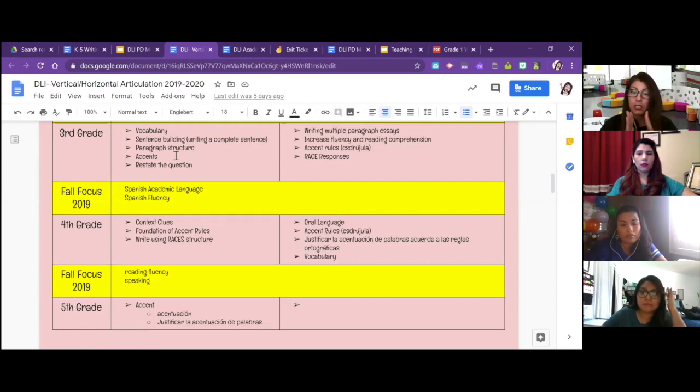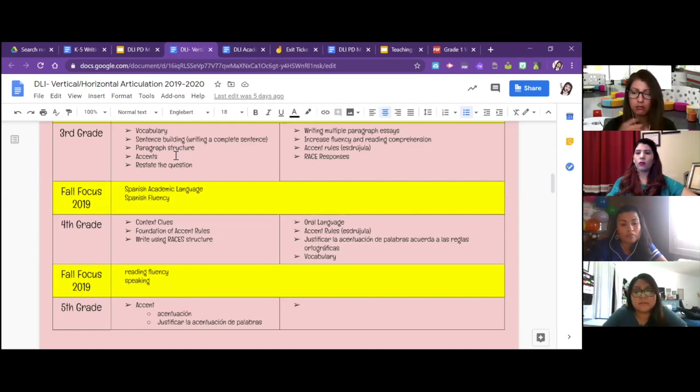The things that you mainly work on to make sure that, okay, before my students are in fourth grade, we want to make sure that they are able to write multiple paragraph essays in Spanish, increase fluency and reading comprehension in Spanish, accent rules, and also be able to understand the RACES response structure. And I know this may be different depending on your school site. I don't know if Sochi and Crystal are familiar with the RACES structure: restating the question, answering the question, citing the evidence, and then evaluate.